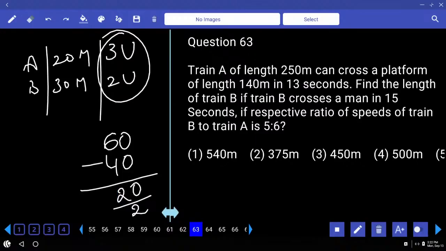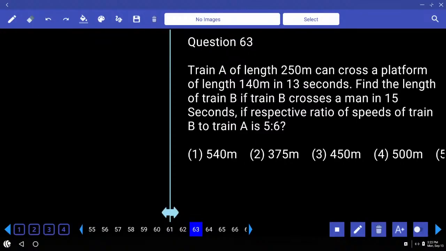Train A of length 250 meters can cross a platform of length 140 meters in 13 seconds. So can we calculate the speed of train A now? If a train crosses a platform, the distance covered is train length plus platform length, which is 390, and the time taken was 13 seconds, which gives 30 meters per second.